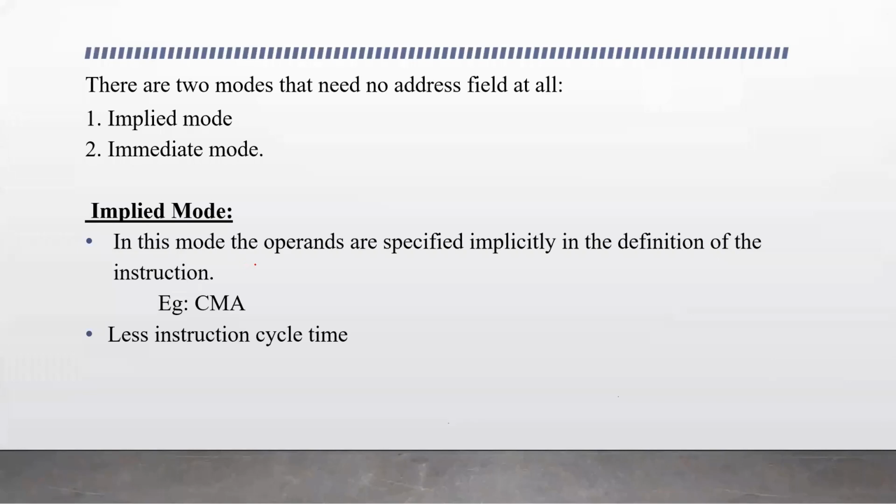In implied mode, the operands are specified implicitly in the definition of the instruction. Here is an example, CMA. Here we don't have to give the address explicitly. It is called implied mode, where we need to understand that the operand is implicitly specified. The CMA instruction is to complement the accumulator, so the register that is implicitly specified here is the accumulator.